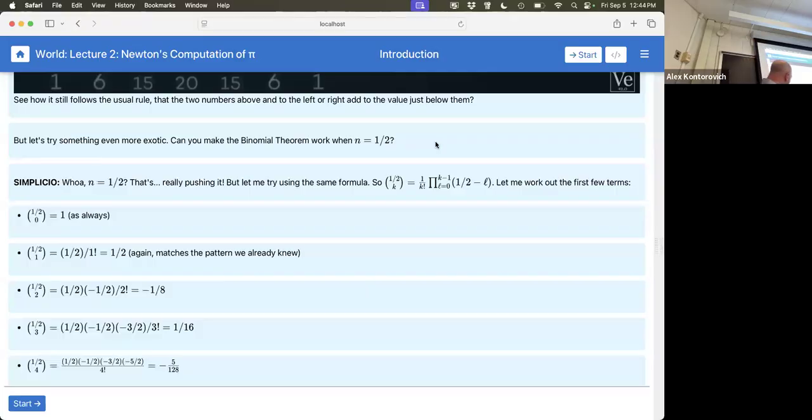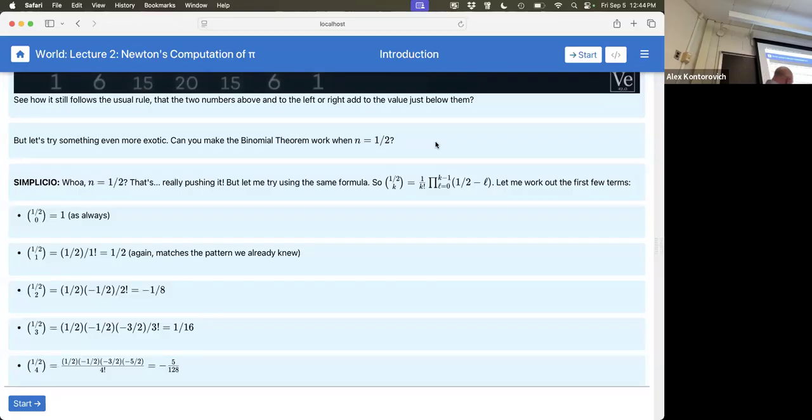-5 over, let's see. I agree with the 5. So there's a half, negative a half, negative 3 halves, and negative 5 halves. There's a 4, there's a 3, the 3 cancels, the 2 is still there, so there's a 4, a 2, and then 1, 2, 3, 4 more 2s, so that's 2 to the 7. 1, 2, 3, 4, 5, 6, 7, 2 to the 7, 128. Yeah, 2 to the 6 is 64. Okay. There's not a nice pattern for this, actually.